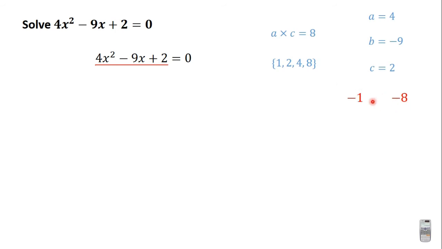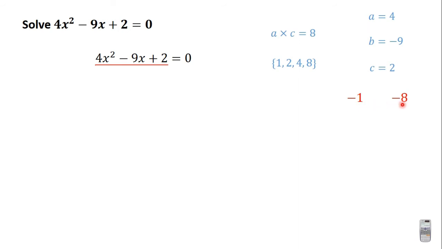Because negative 1 times negative 8 will give us positive 8. And negative 1 plus negative 8 will give us negative 9. So if we negate both 1 and 8, it will satisfy both conditions. So the two numbers we are looking for are negative 1 and negative 8.